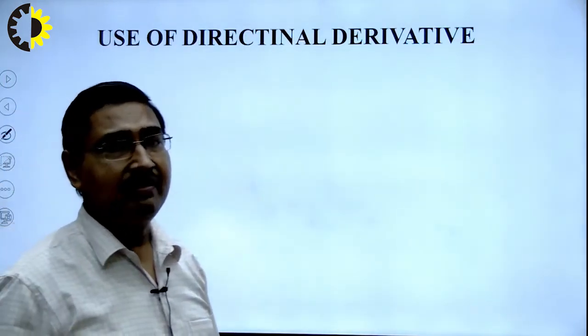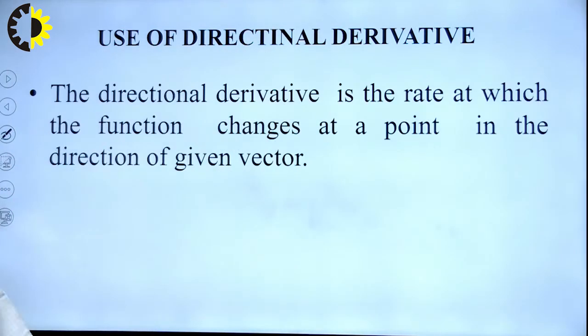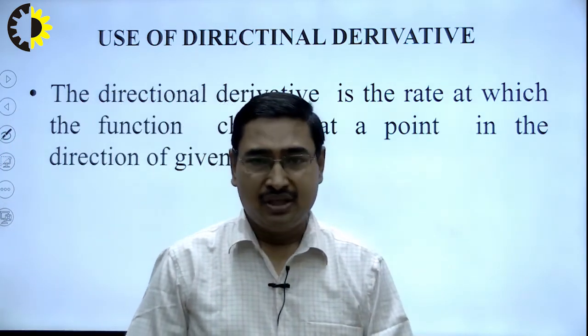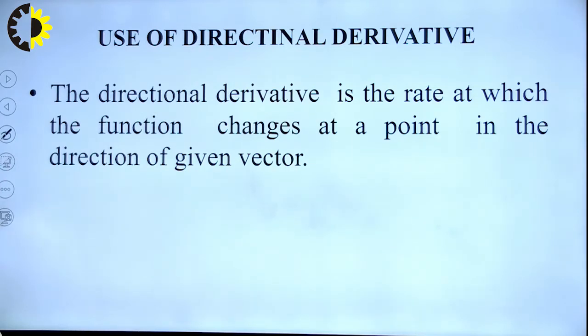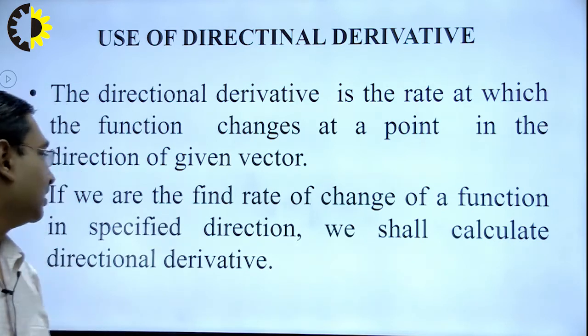What does the directional derivative represent? Let us see. The directional derivative is the rate at which the function changes at a point in the direction of a given vector. It means that if I want to find the rate of change of a particular function in a specified direction, then the directional derivative can help, and its value will give the required rate of change.